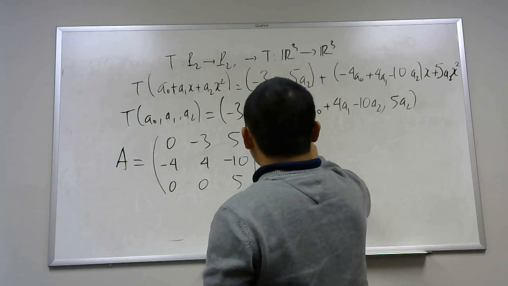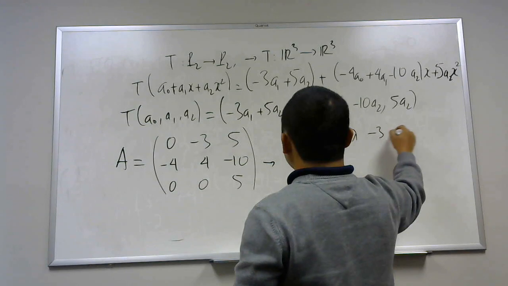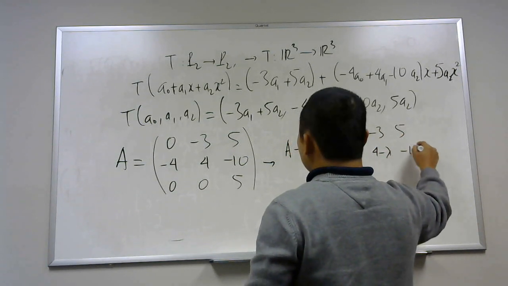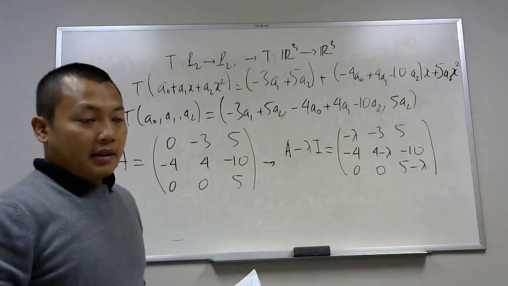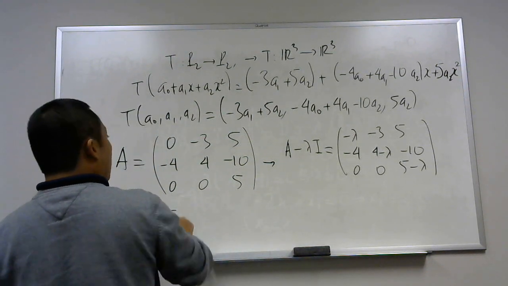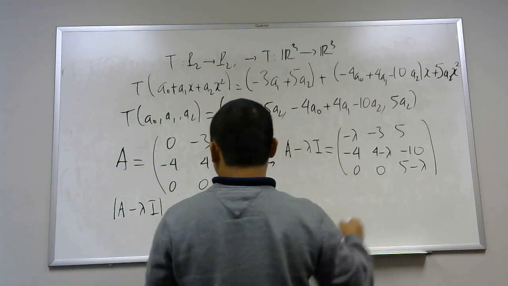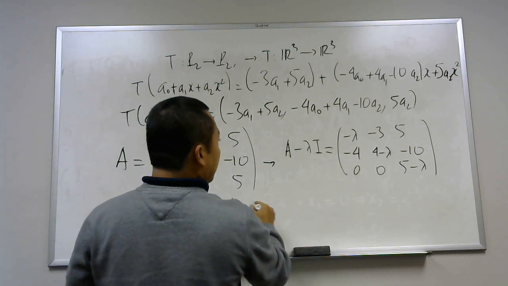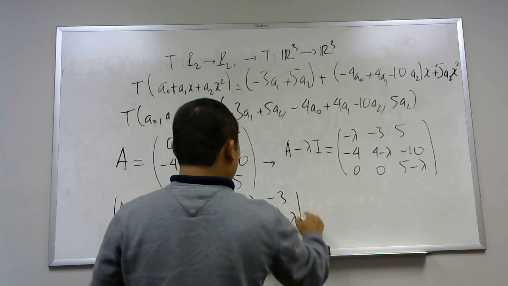So from here I get A minus lambda I equal to negative lambda, -3, 5, -4, 4 minus lambda, -10, and then 0, 0, 5 minus lambda. Right? Let's find the determinant of this, A minus lambda I. So we expand this determinant along the third row. That should be 5 minus lambda, and then the determinant of negative lambda, -3, -4, 4 minus lambda.